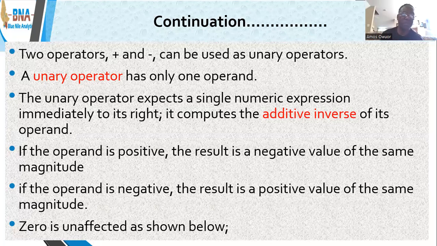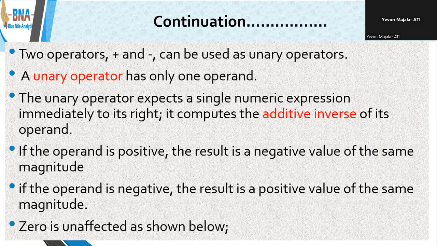Unary operators have only one operand, that is -7. It has only one. The unary operator expects a single numerical expression immediately to its right. It computes the additive inverse of its operand. This just says that it expects a number after the negative. For example, -5 or +5. It expects the number after the positive. You cannot just have positive nothing. There must be a number following the positive.